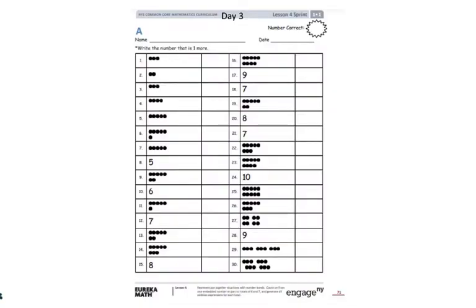Oh, you guys are working super hard. I'm very proud. So the next page is a math one today. So we're going to write our name on the line where it says name right here at the top. Okay, so let's read our directions. Our directions say, write the number that is one more. So what I want you to do is for each one, we're going to draw one more, and then we're going to count and write the number.